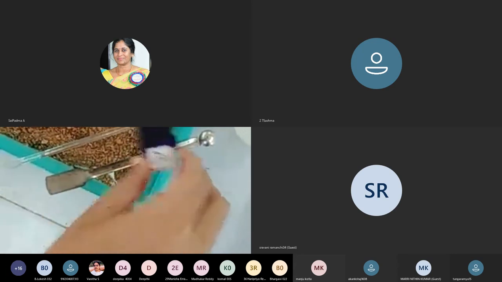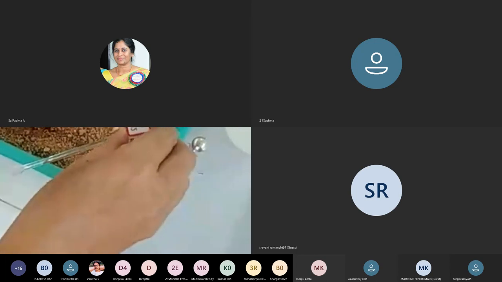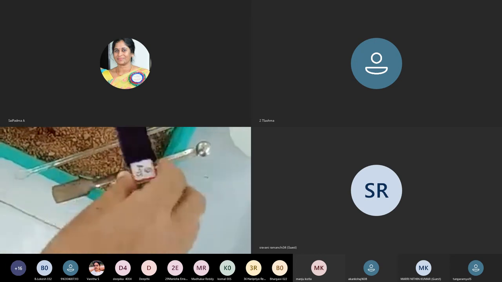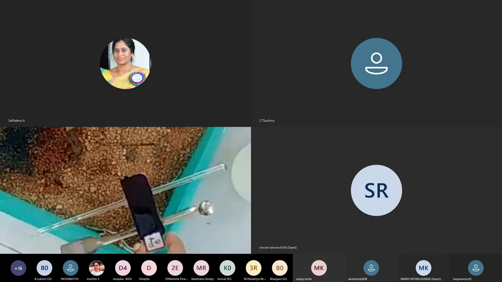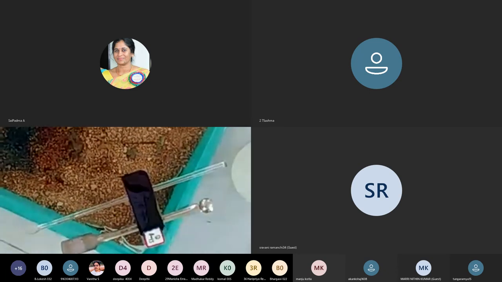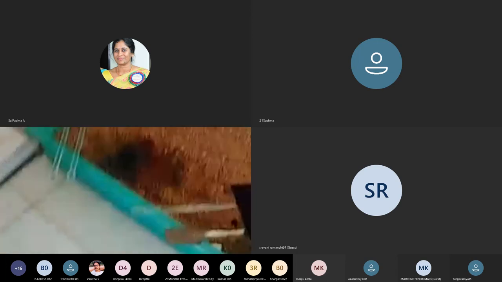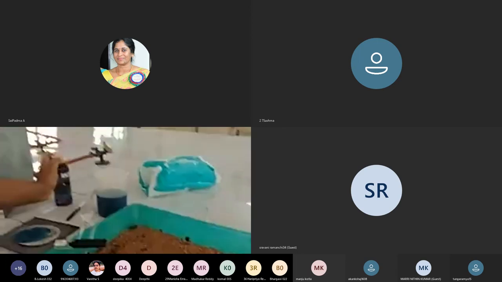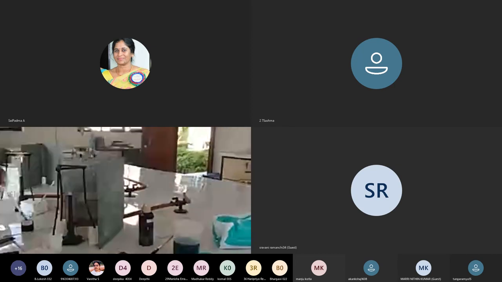So we have to stain properly, otherwise the dye will not be taken up by the organism. So we have to flood it properly with the crystal violet, and just leave it for 1 or 2 minutes. Then we have to wash off the crystal violet with water. And then we have to add the mordant.